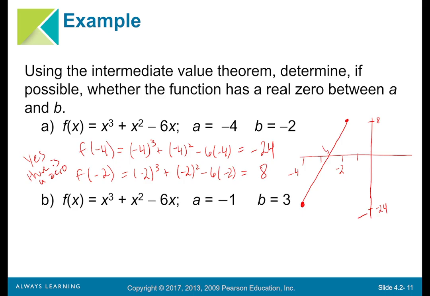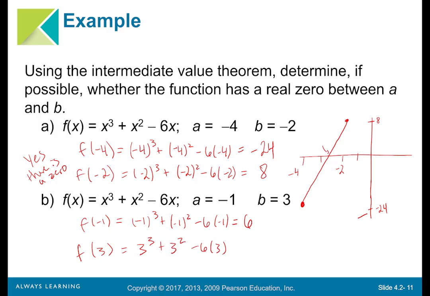Now let's test the other one. Now if I look at f of negative 1, which is negative 1 cubed plus negative 1 squared minus 6 times negative 1, which gives us 6. And I look at f of 3. I have 3 cubed plus 3 squared minus 6 times 3, and that is 18. Now these are both positive. Well, that's a problem. I can't tell if we cross the axis or not, so we say we cannot tell. We don't try to say a conclusion about that maybe it crossed the axis or not. We have no idea. So we say we cannot tell. We call it a day.